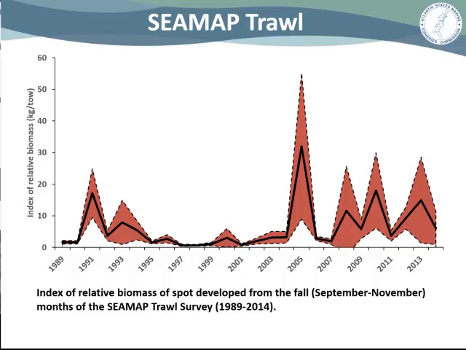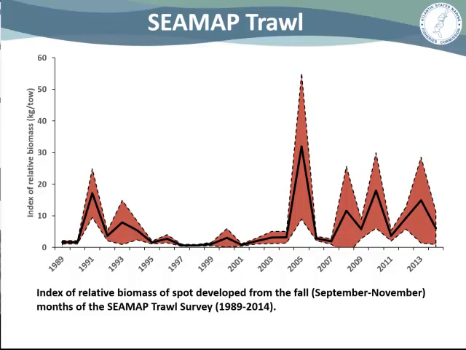For SEAMAP, the index of relative biomass indicated that abundance was low in '89 and then began to increase a little bit in the early '90s. From the mid-90s to the early 2000s, it remained relatively low. And then there was a large increase in 2005, followed by a decade of ups and downs in abundance. So you saw a great deal of variability in the SEAMAP index.